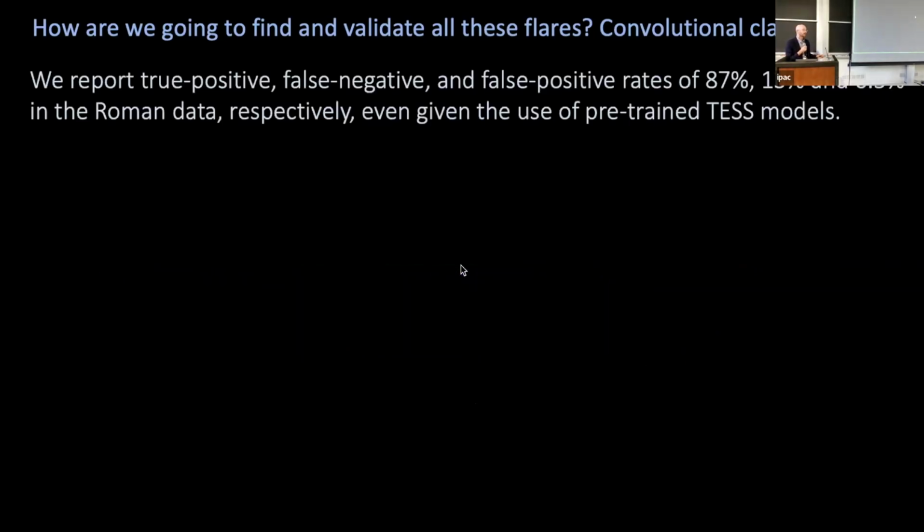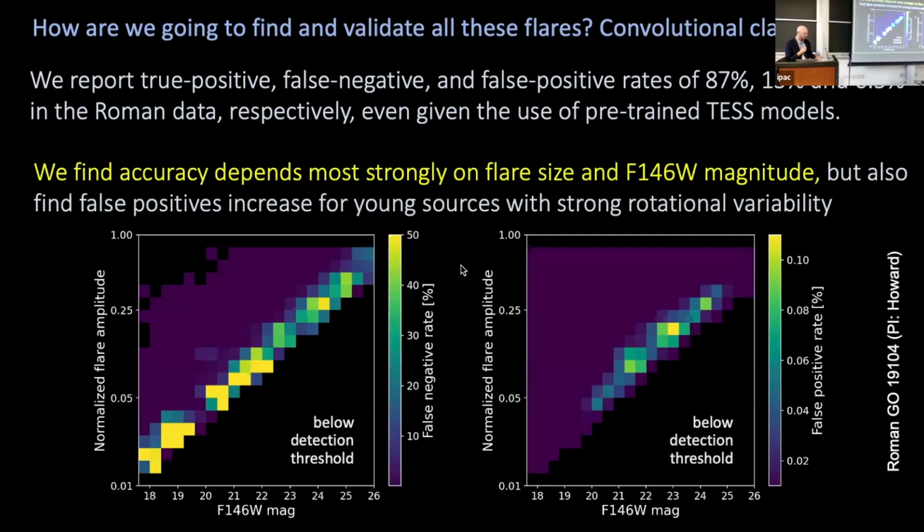So this actually gave us a lot of confidence that we'll be able to detect stellar flares using convolutional neural networks. And we found true positive, false negative, and false positive rates of 87%, 13%, and 0.5% respectively, even using these pre-trained weights. And as you might guess, the main dependence here is on the size of the flare that was injected and the stellar magnitude of the source. And so when you get down to the detection threshold, these numbers begin to balloon up, both for the false negative rate here as well as the false positive rate here.